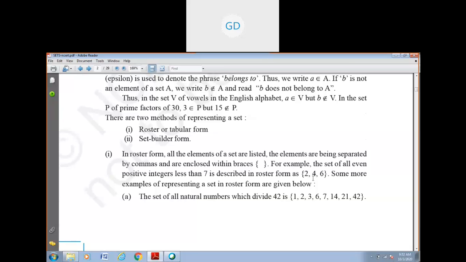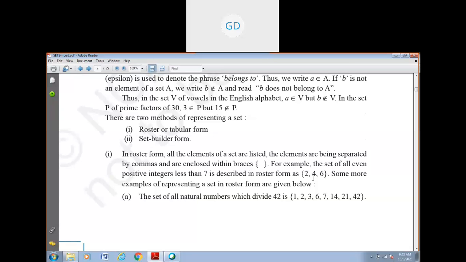So in roster or tabular form, we need to observe that when we write the elements, number one, they must be inside second brackets. Number two, between every two elements a comma must be there to distinguish the elements. So this is the observation to express a set in roster or tabular form.